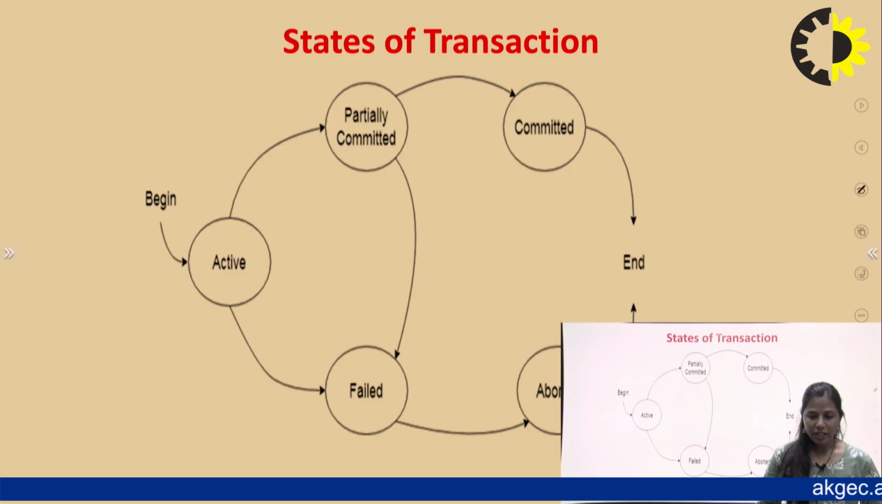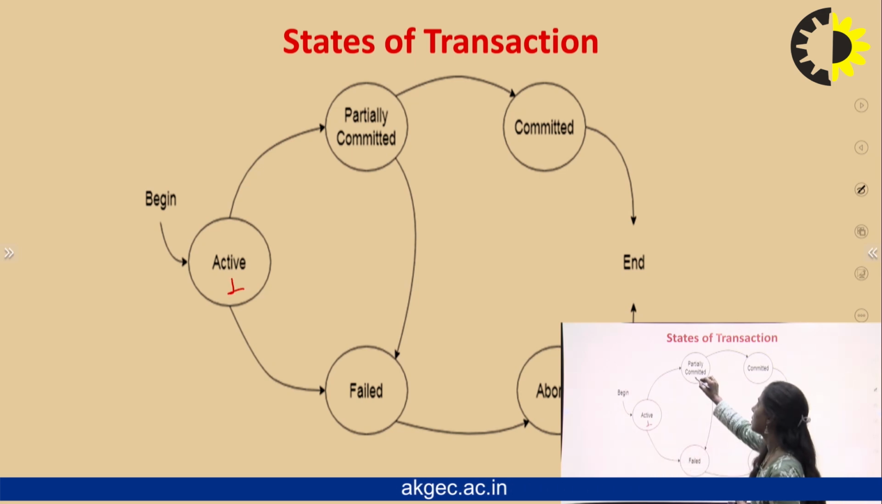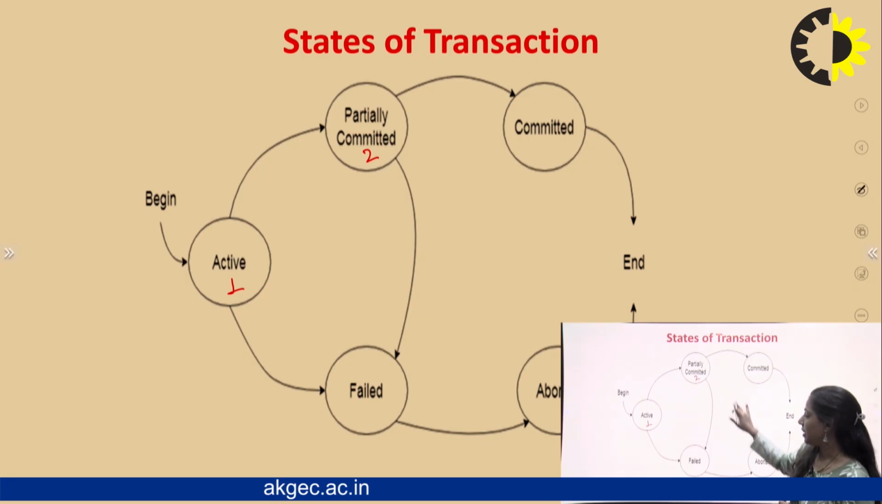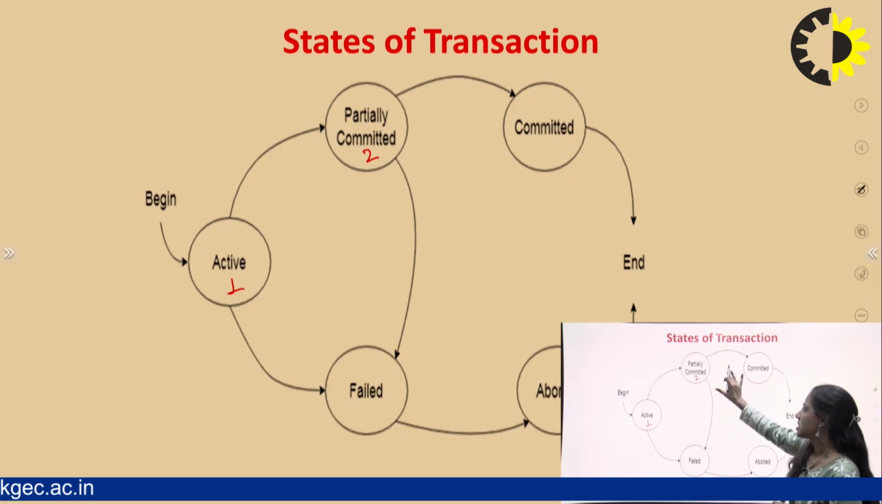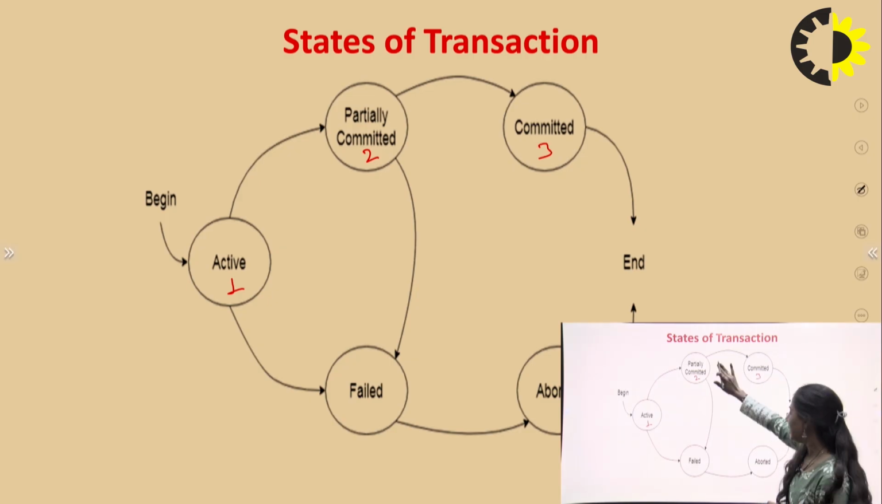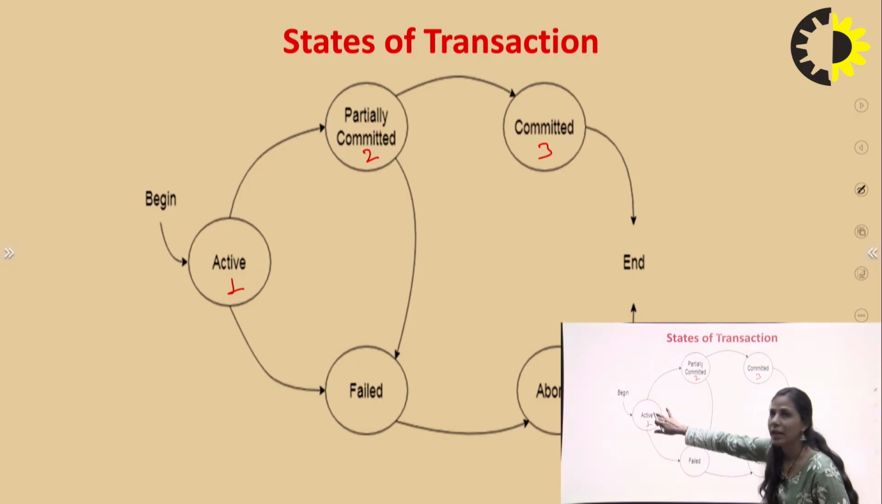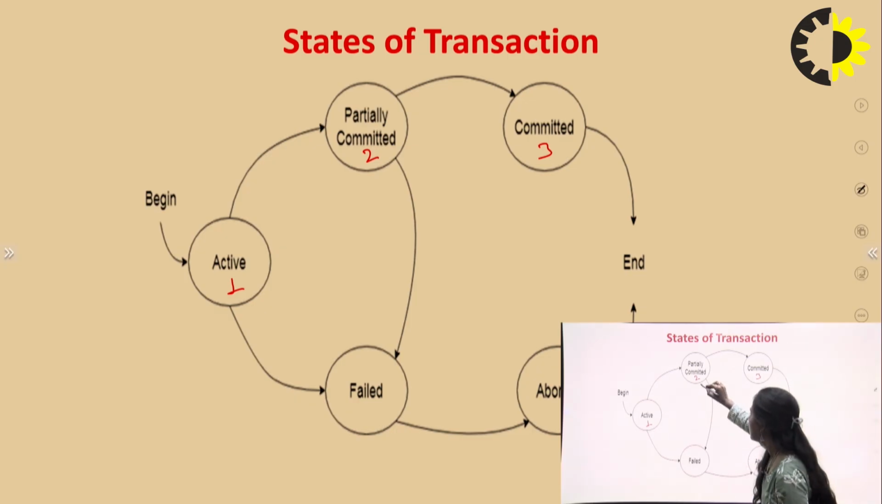Now, there are various states of a transaction. For example, the first state is called the active state. Then we have a partially committed state. In case of failure, it will go to the failed state. But in case of a successful operation, it will go to the third state, and then to the end. But if it fails, then it goes back to the active state, and the transaction is aborted. This is how it works. Now let's discuss them one by one.